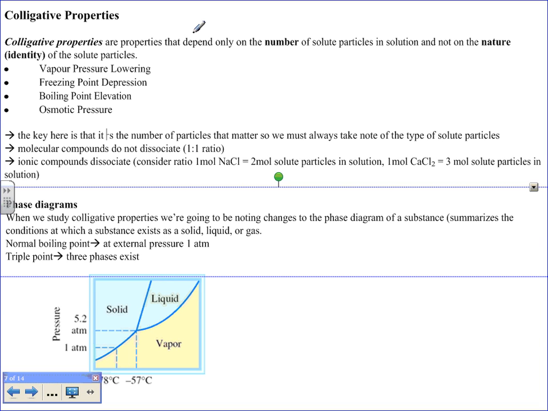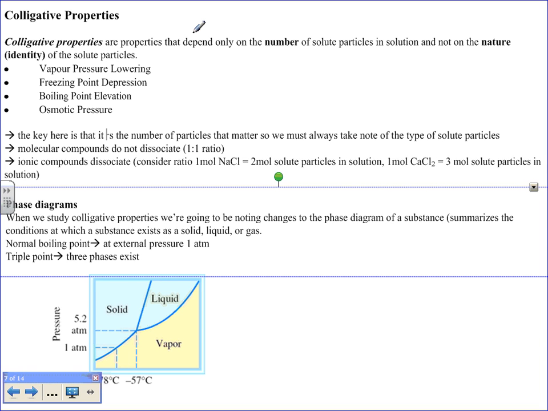One of the key considerations is the differentiation between molecular compounds and ionic compounds. A molecular compound that doesn't dissociate or break up into ions will have a 1-to-1 ratio. So the number of molecules that you put into the solution is what you're going to consider when you're looking at the effect on these properties. For ionic compounds, since they dissociate, we need to consider the ratio that they dissociate in.